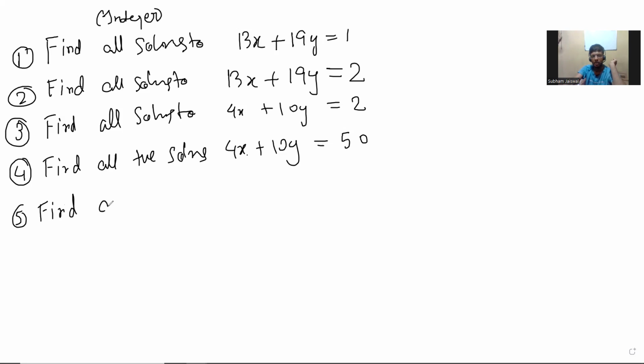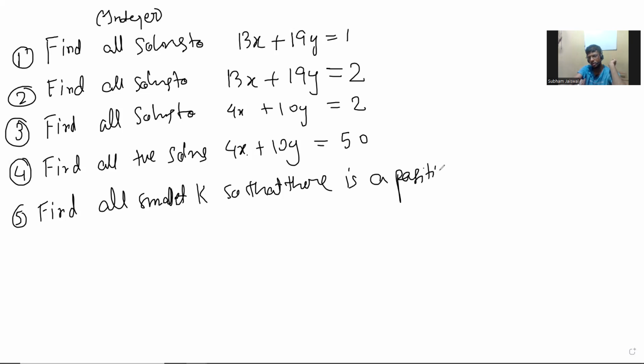Find the smallest k so that there is a positive solution to, again, k will be a multiple of 2 is clear, but what is it? Like if you put 2, obviously you're not going to get one. So obviously you need 14. That's certainly one bound, but is there a solution for 14, 4x plus 10y equal to 14? Is there a positive solution? There definitely is, right?